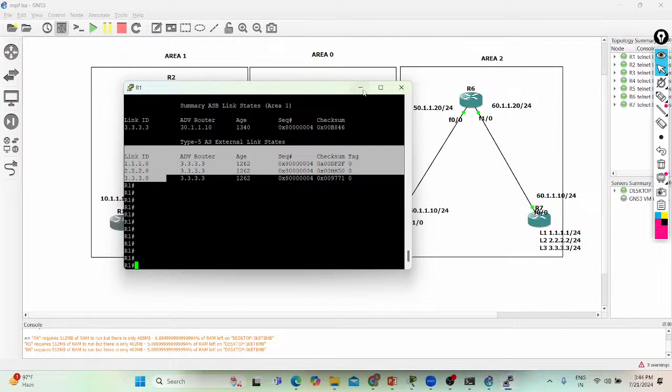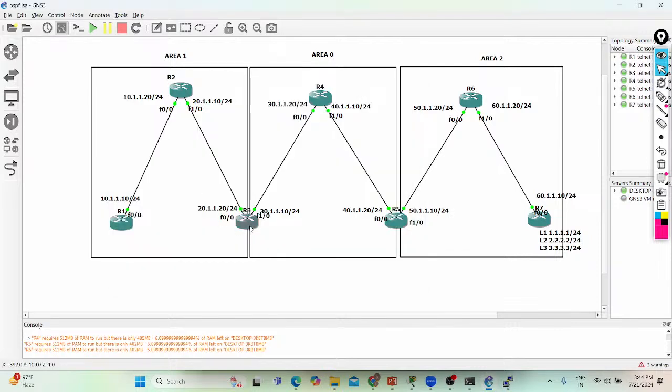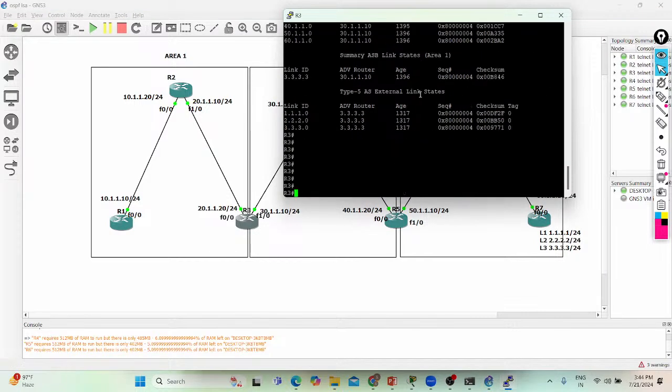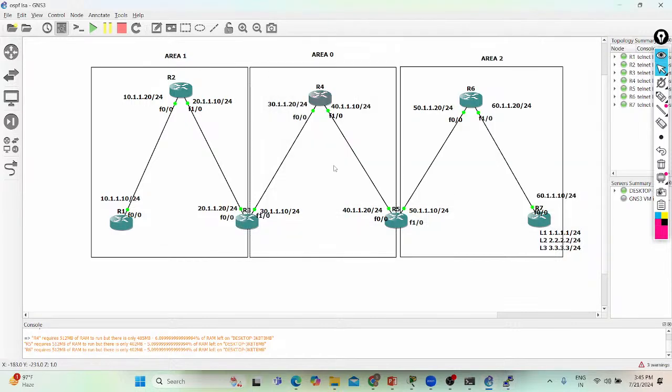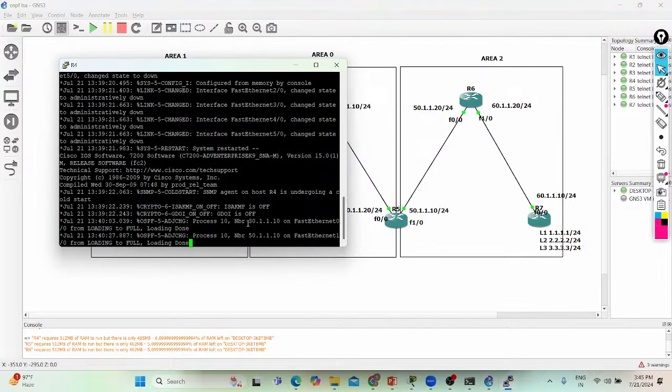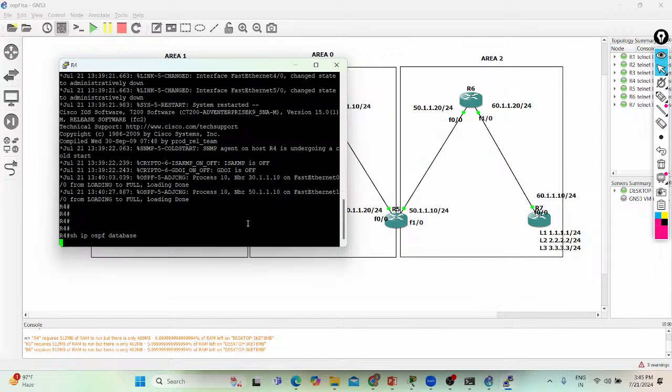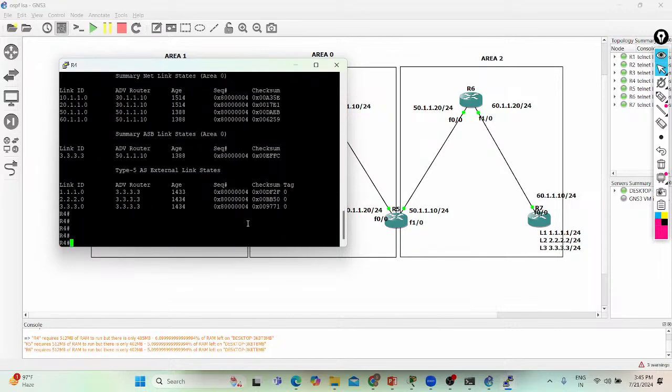So this was about the LSAs. When I talk about R3, R3 is maintaining two different databases, of area 0 and area 1, because it is an area border router. And it is generating the LSA 3 as well, and it is generating the LSA 4 as well. So when you check each and every router, it will also be having this, like here you can see show IP OSPF database. It was about the database table.